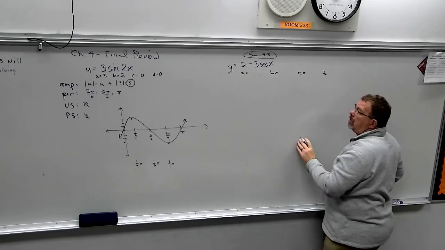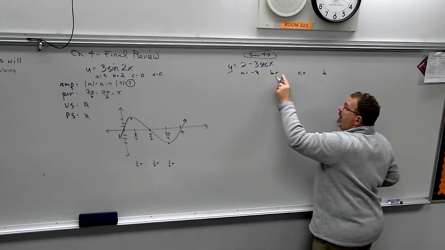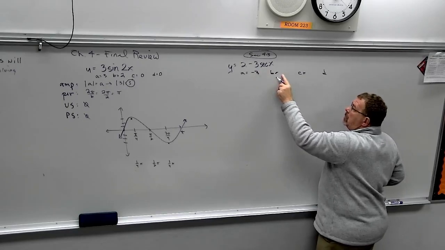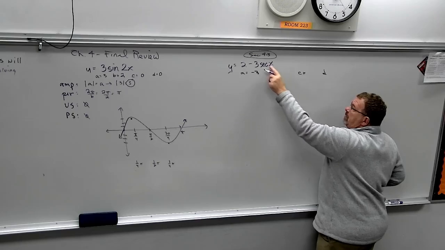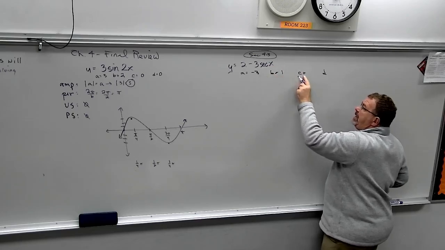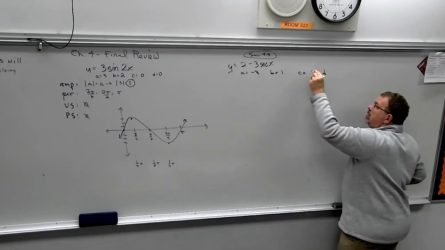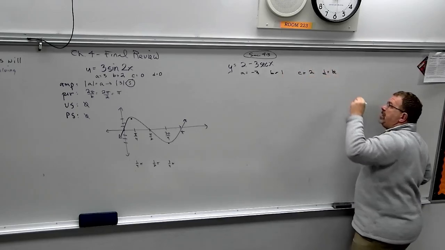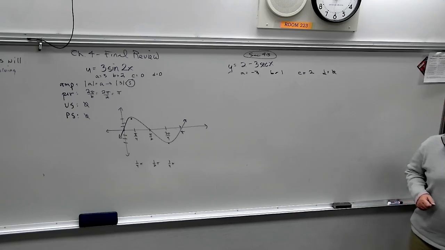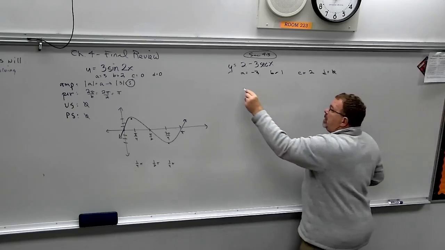3 or -3. Our B value is? 0. Nope. 1. What's in front of X? Yeah, 1. C to D, we don't have any parentheses, so we don't have a D value. All right, here we go.